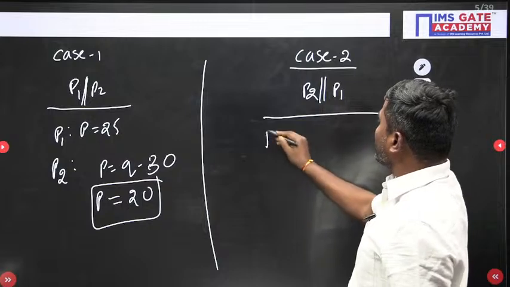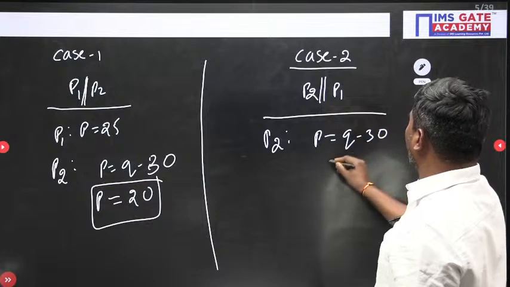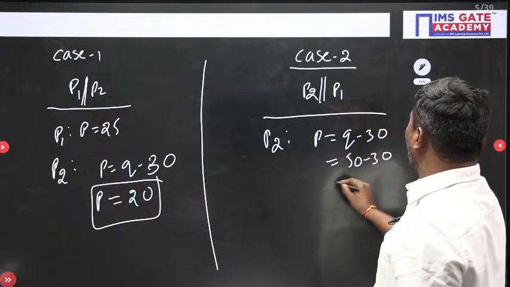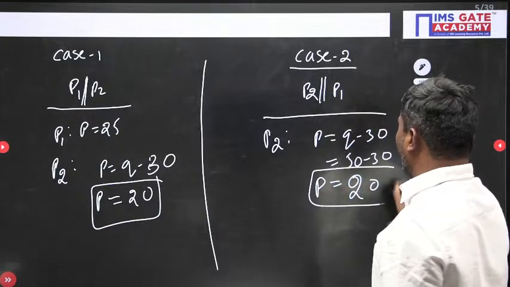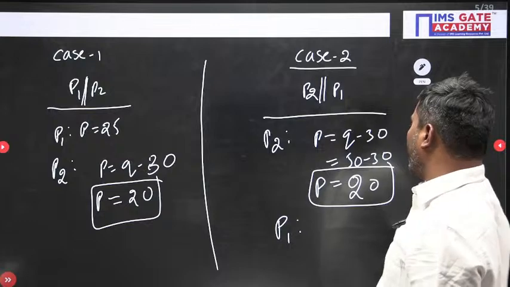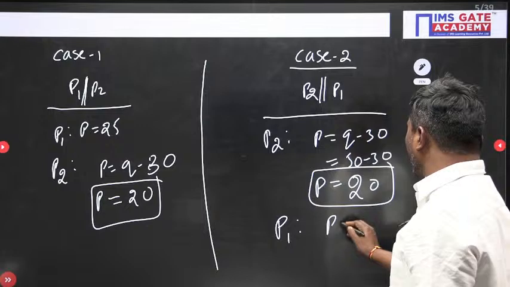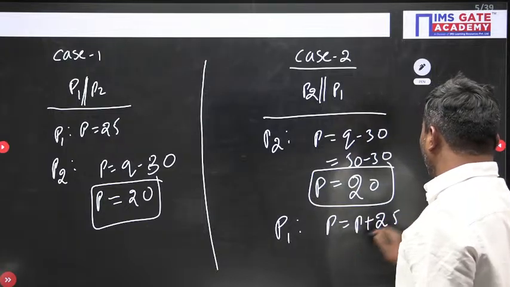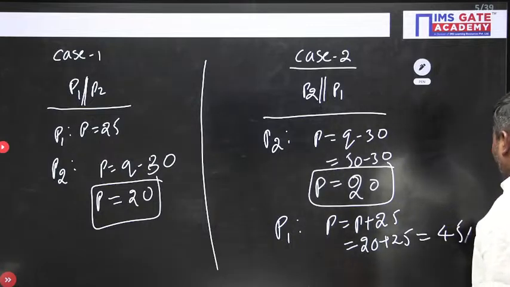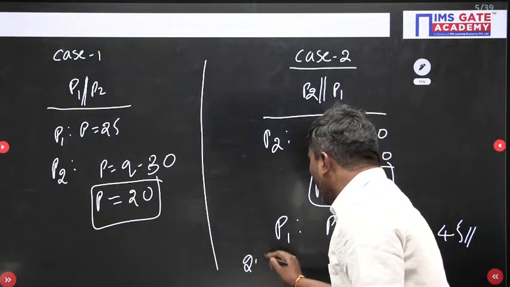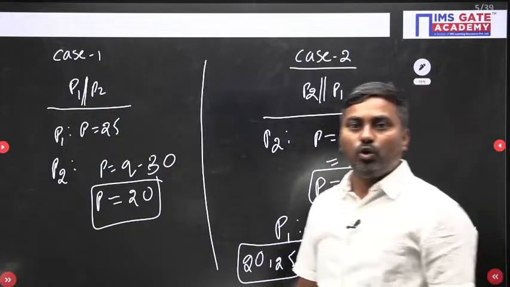If I run process P2 first, P equals Q minus 30. The Q value is how much? 50 minus 30, that is 20 only. The P value is 20 when I run it. After that P1 will run. What is P1? P equals P plus 25. The P value is 20 plus 25, this will be 45. So the possible values are 20 and 45 only. I hope all of you understand.